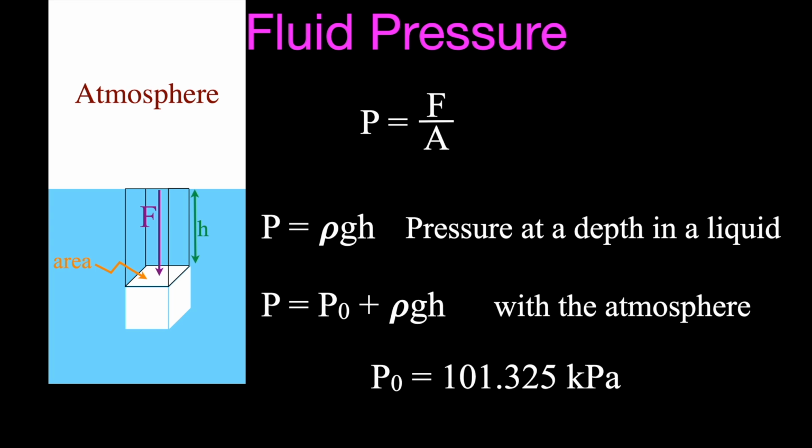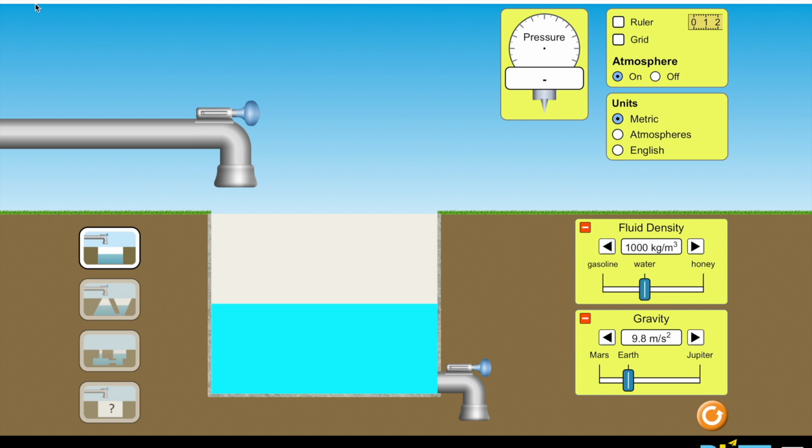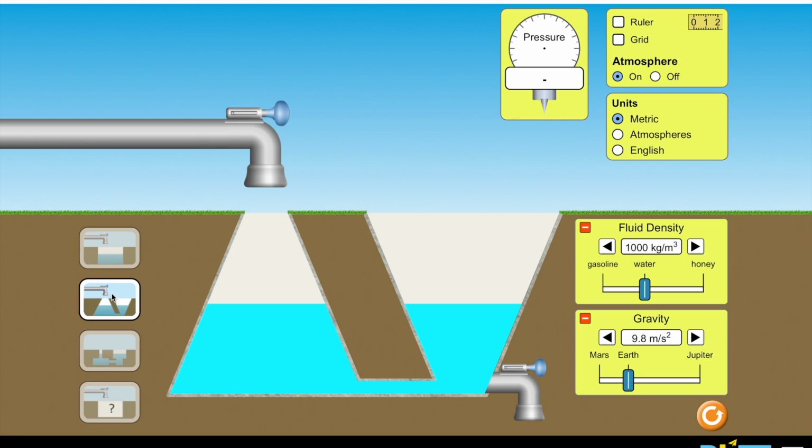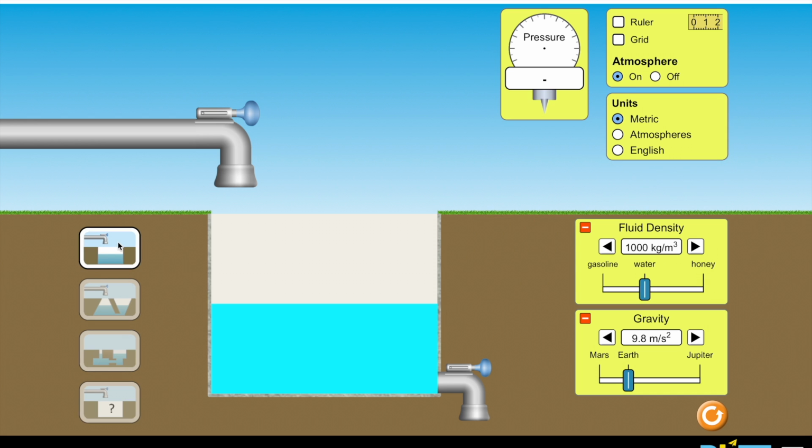from PhET Interactive Simulations. When you open the Under Pressure simulation, this is what you will first see. There are 4 different windows for this simulation. This is the first window, this is the second window, this is the third window, and this is the fourth window. We are, of course, going to start with the first window. Now, there's some other features I'd like to point out.